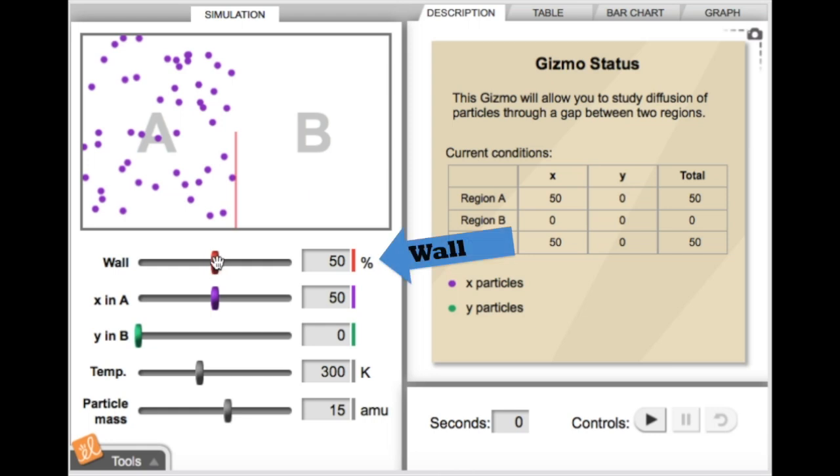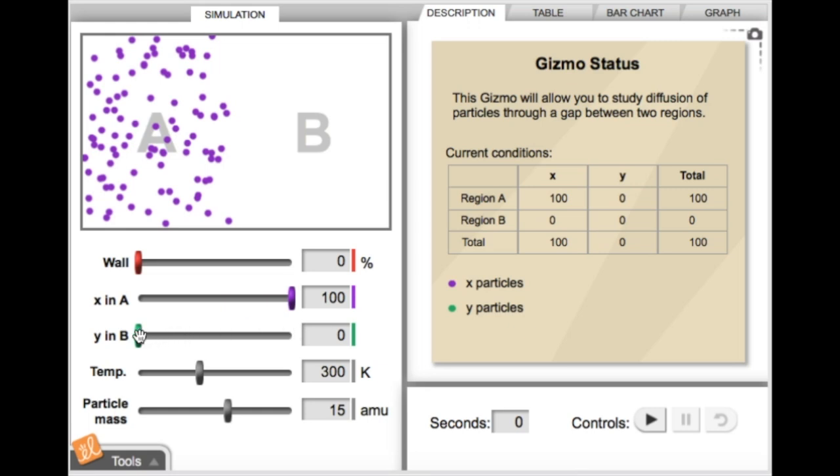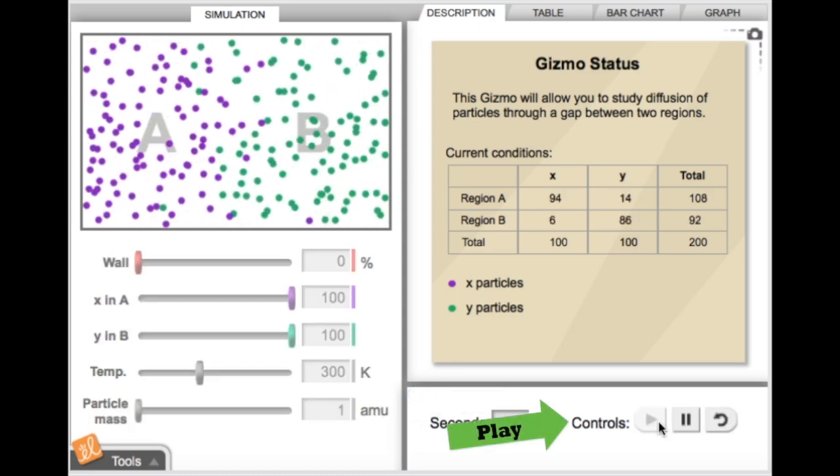First, we need to set the wall to 0% because there were no barricades at our farmer's market. Then we need to set our X and Y particles to 100 because when we showed our flowers, we had a full plant. Our temperature is set to 300 K because it was a hot one that day. Our particle size is set to 1 AMU. Let's click play and see what happens.